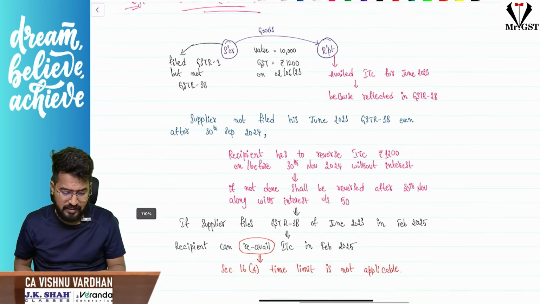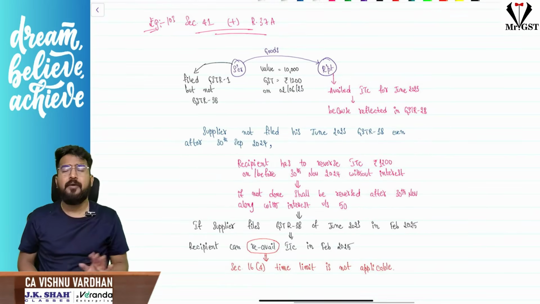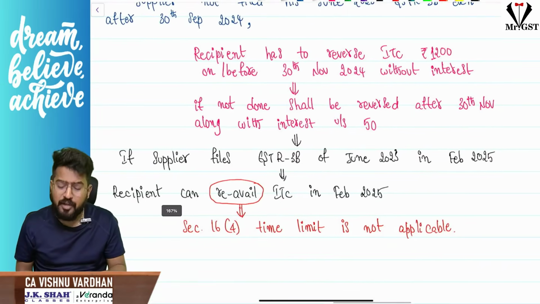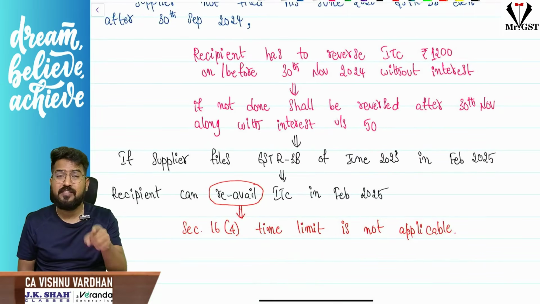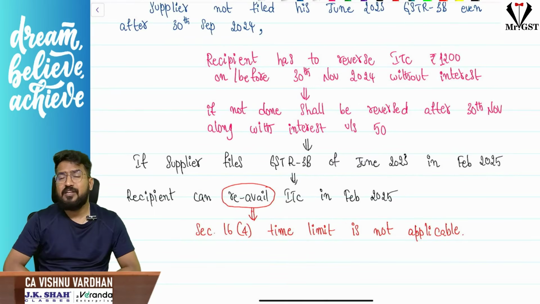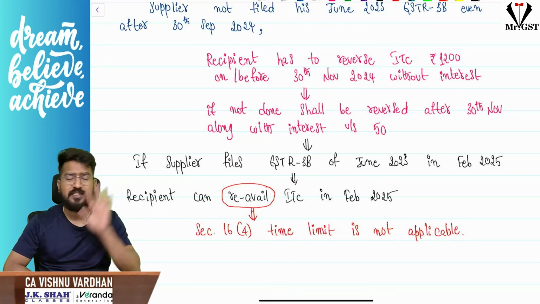Here I have given one example, see. But sir, if you don't pay that within 30th November, then what should be done? You should reverse the ITC along with interest under section 50, that is the twist. Okay, sir, I will reverse the ITC along with interest or without interest, as the case may be.